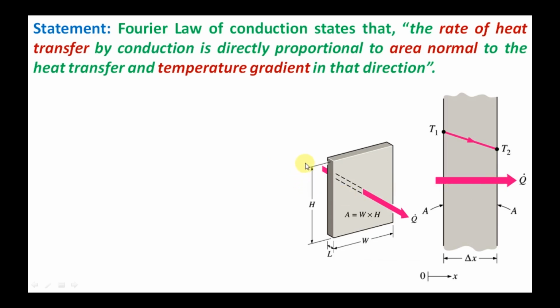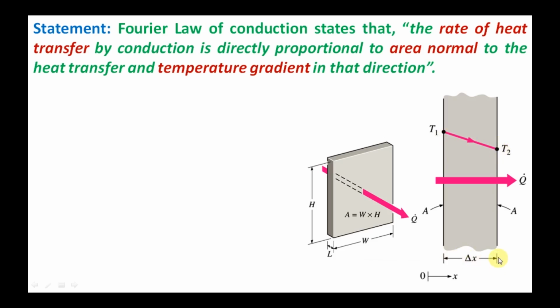That means whatever the area at right angles to the heat transfer direction, that is the area normal to the heat transfer. Here in this direction heat is transferring, then this W and H that we have taken give the area, so we can take W into H. This area is normal to the direction of the heat transfer. And the temperature gradient in that direction is the change in temperature with respect to distance.